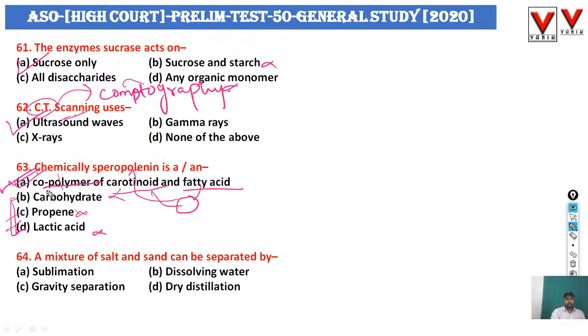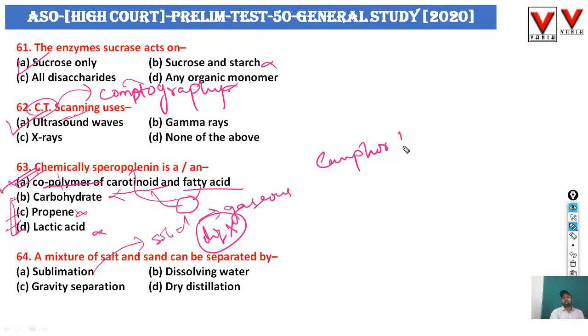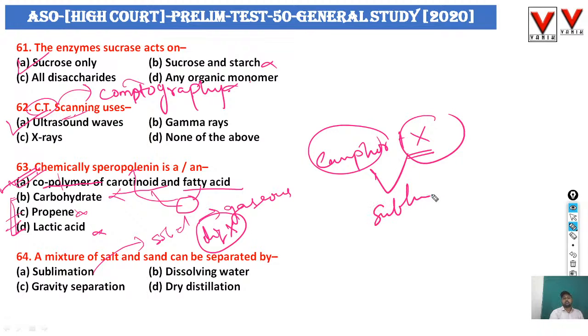Then 64. A mixture of salt and sand can be separated by sublimation. No. Sublimation is a process in which a solid directly gets converted to its gaseous form without getting converted to liquid. Say if you have camphor plus some substance X and you want to separate these two substances, you can very well go for sublimation.